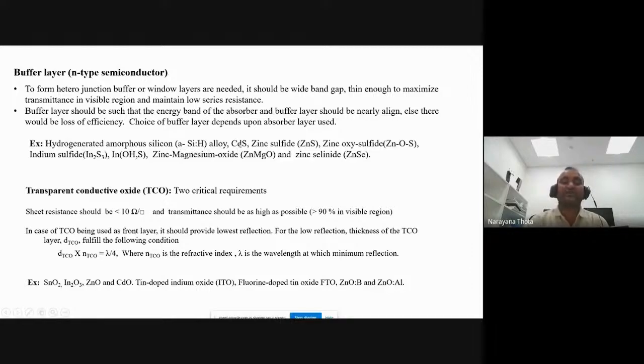For CIGS, we have to select cadmium telluride, zinc sulfide, zinc oxysulfide, and indium sulfide. These are the different buffer materials that are used in the thin film solar cell.